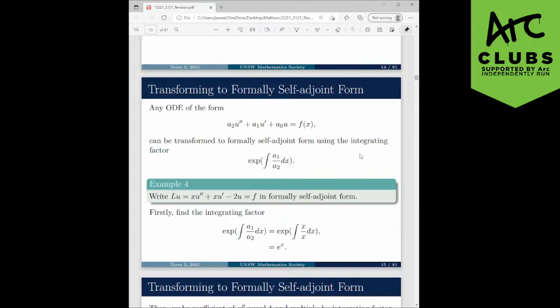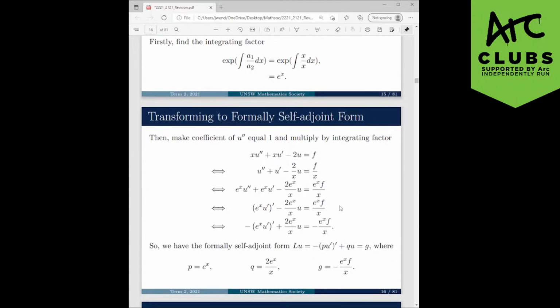So how this is going to work, you have your second order linear differential operator, and you want to rewrite it in the formally self-adjoint form. So using this excellent method of the integrating factor, a1 and a2 both happen to be x here. You can see the coefficients of u'' and u'. And x over x is just 1, which integrates to x. So you have e to the power of x for your integrating factor.